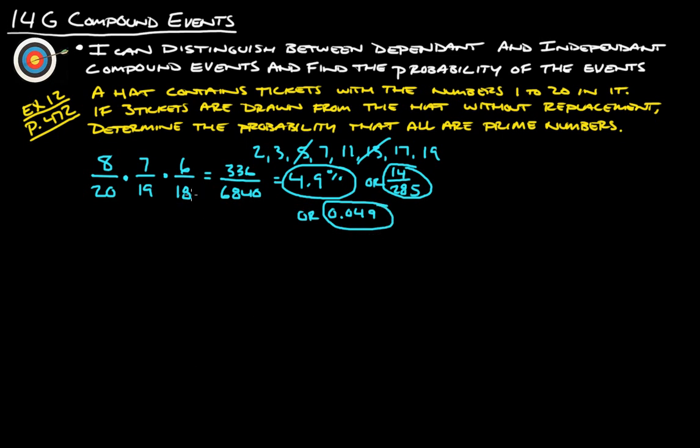All right, you should now be able to say that I can distinguish between dependent and independent compound events and find the probability of the events.